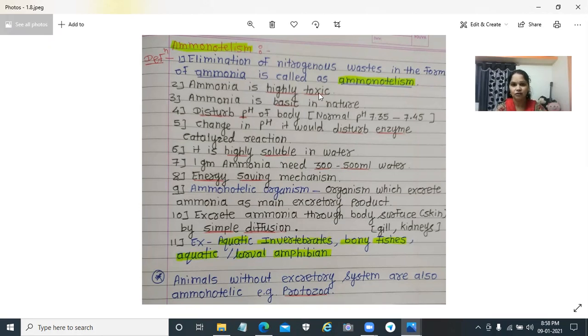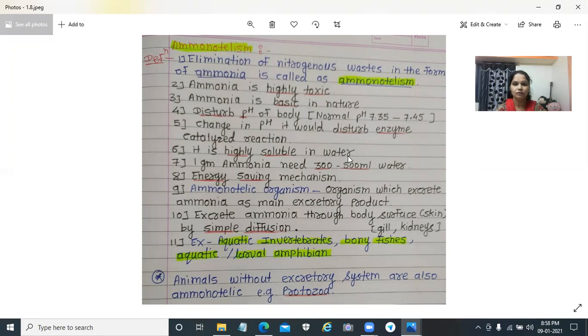Ammonia is a highly toxic substance. It is basic in nature. If it is highly toxic and is retained inside the body, it affects the pH of our body. It disturbs the pH of the body because our body pH ranges from 7.35 to 7.45, and if there is an excess amount of ammonia, it affects the enzyme activity.